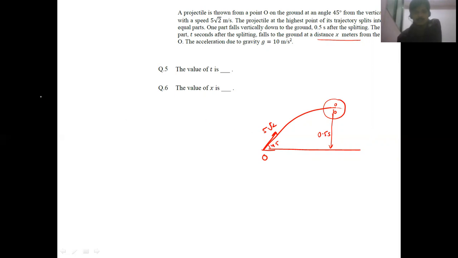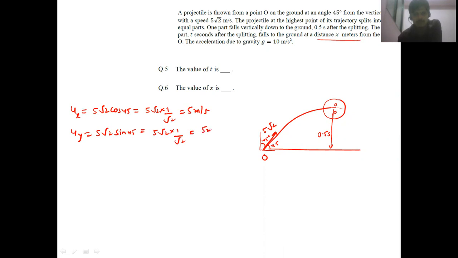Suppose ux means initial velocity in x direction, that will be 5 root 2 cos 45. I'm taking 45 here because the angle with the vertical is also 45. So I can write that this will be 5 root 2 times 1 by root 2, so it will be 5 meter per second. And uy is also the same, 5 root 2 sine 45, so it will be 5 root 2 into 1 by root 2, that will be 5 meter per second.